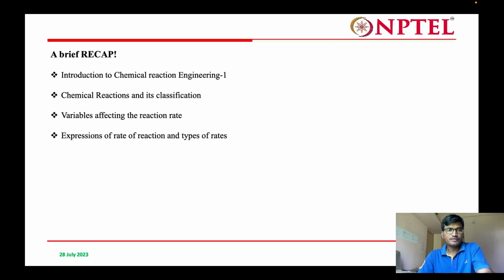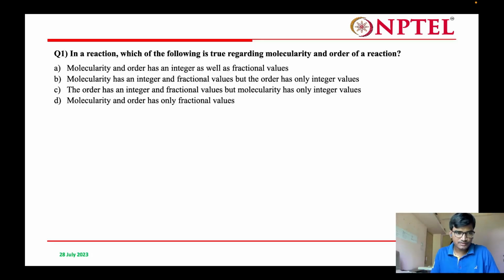This is a brief recap: introduction to chemical reaction engineering 1, chemical reaction and its classification, variables affecting the reaction rate, and expression of rate of reaction and types of rates. Based on that, I'm going to take some problems, starting from the MCQ ones. Question 1. In a reaction, which of the following is true regarding the molecularity and order of the reactions?